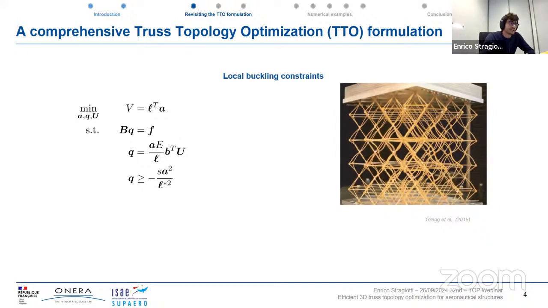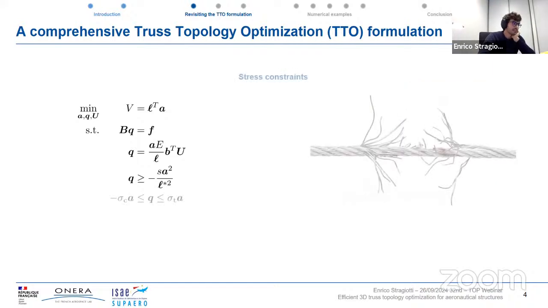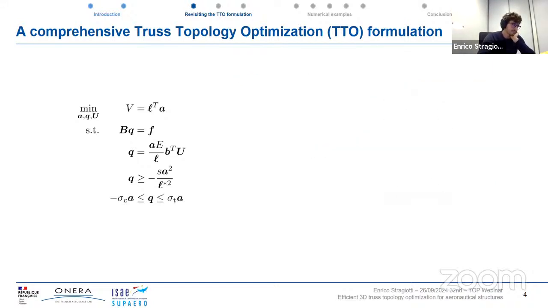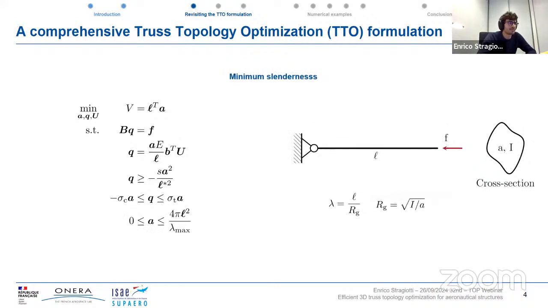We then want to take into account local buckling constraints, because as you can see here on the image, for ultralight structures, it's definitely a failure mode that needs to be taken into account. We want to take into account stress constraints as well. And as I've said, we want to have a minimum slenderness for the bars, as we don't want bars that are too thick. We basically want it to stay in the domain of the discretization we are using.